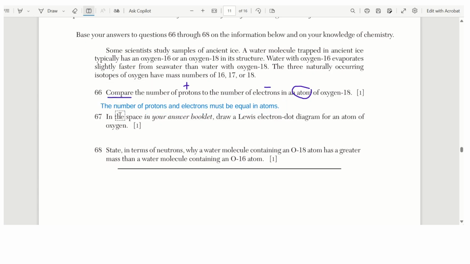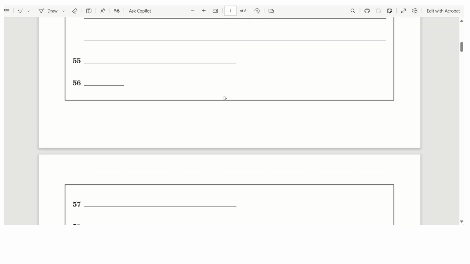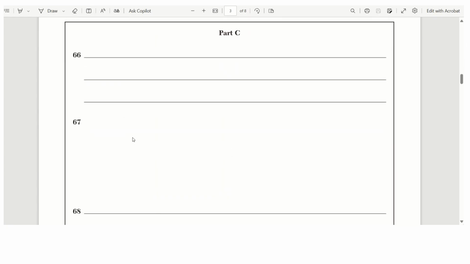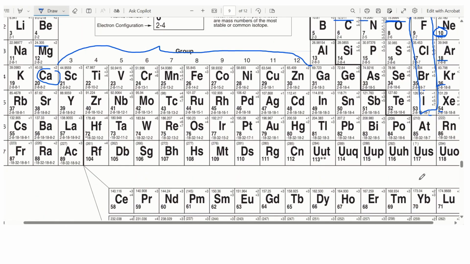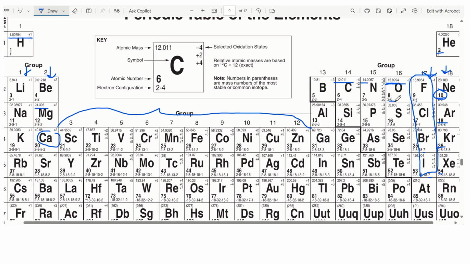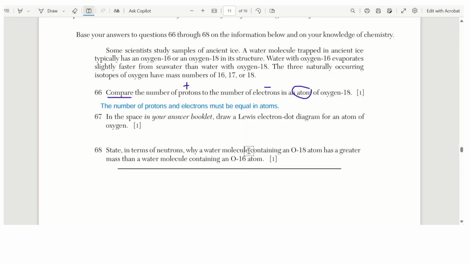67. In the space in your answer booklet, draw a Lewis dot diagram for an atom of oxygen. So just as a reminder for 67, this is what it's going to look like, a big space. So oxygen, if you don't remember, let's look it up on the periodic table, has 6 valence electrons. That is what I need to show on the Lewis dot diagram, right?